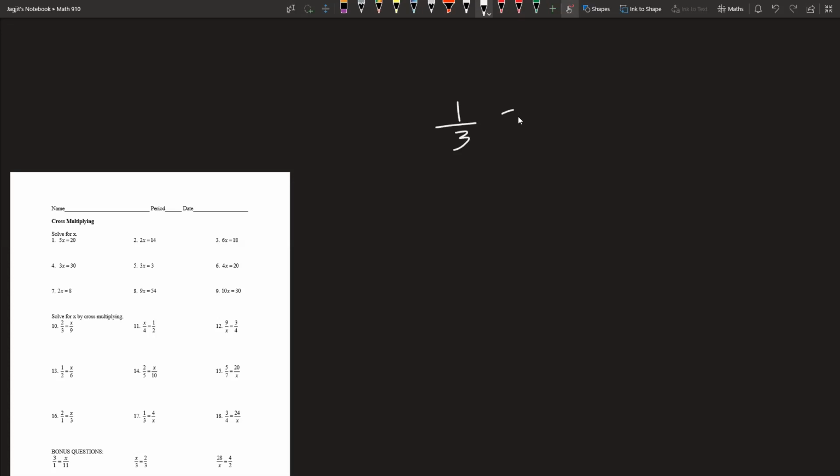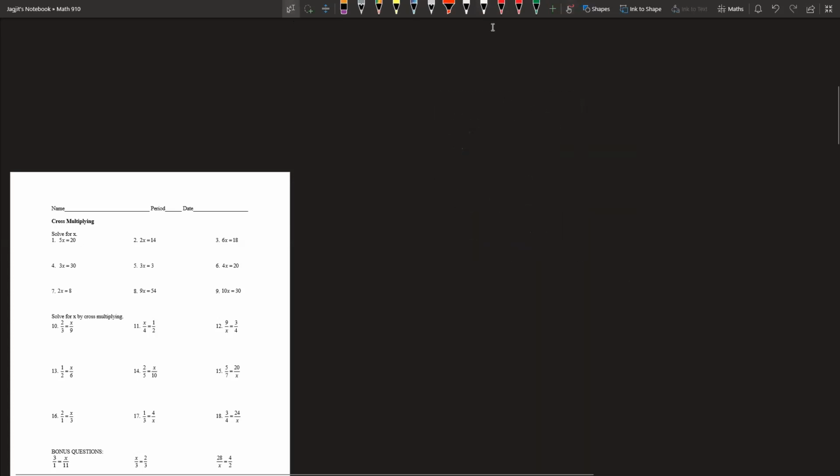We have 1 over 3 is equal to 4 over x. Again, I gotta isolate my x. So x goes across, it's to the top. 3 goes across, becomes 4 times 3. Okay, so x is just 4 times 3, which is 12. Now remember, this is 1, right? X times 1 is just going to be x. Okay?